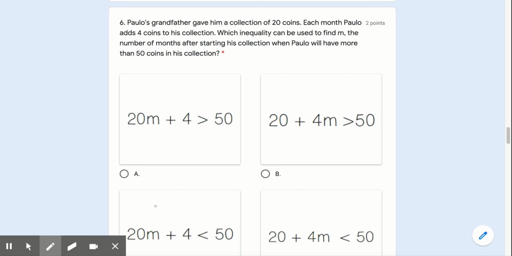All right. So he gave him a collection of 20 coins. So he started with the 20 coins. Each month, he gets 4 coins. So you have to say, because it's asking you M, and M means month, where does the M go with which number? You have 3 numbers here. You have 20, you have 4 coins to his collection, and he wants to have more than 50 coins. So you have to figure out where M goes, and you have to set up the inequality.